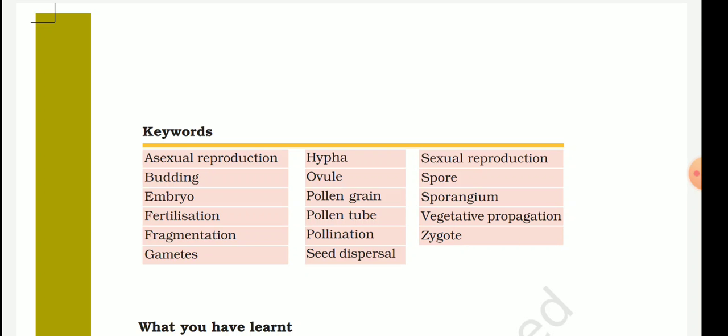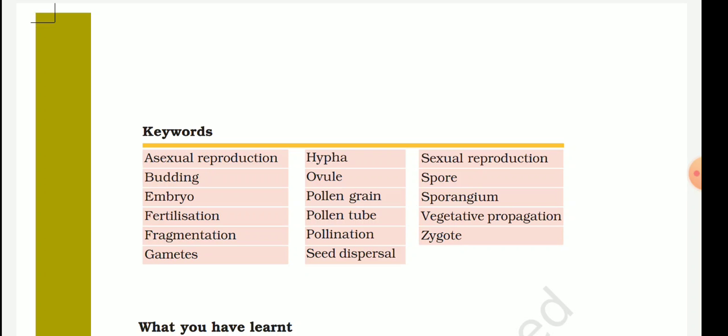Next is embryo. After the fertilization process in sexual reproduction, a zygote is formed and the zygote develops to form an embryo. Fertilization, you all know, is the fusion of male and female gametes. The male part is the pollen grain, and the female part is the ovum or egg, and the fusion of these two is fertilization.